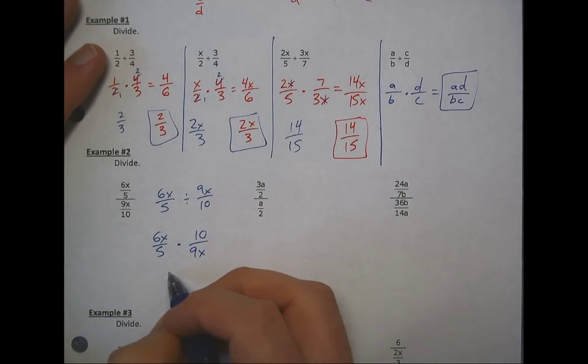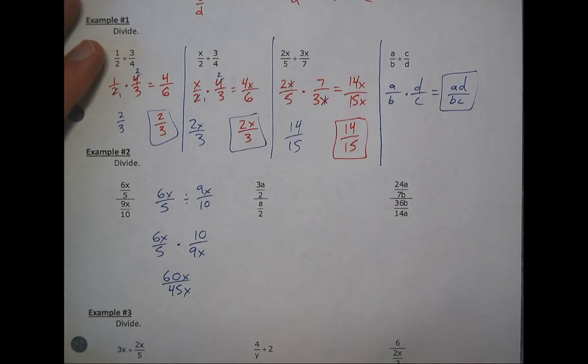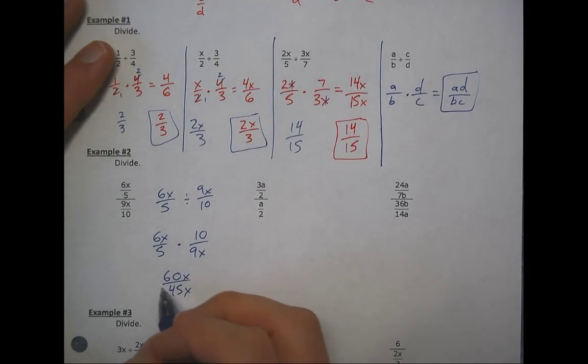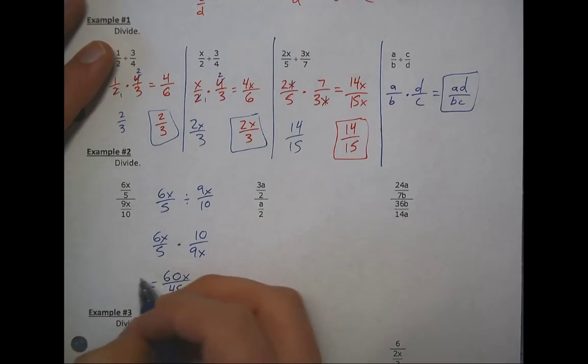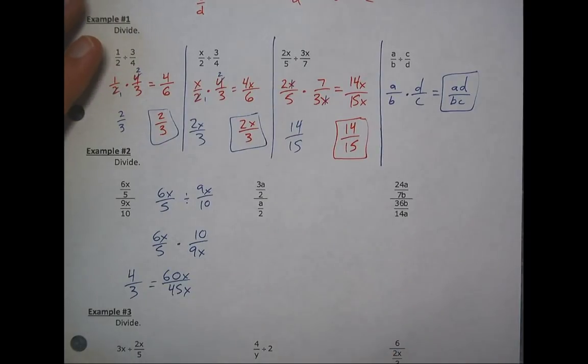Multiply straight across, you're going to get 60x over 45x. The x's will cancel, and 60 and 45, you could start dividing by 5. 15 is actually the best number, though. If you divide these by 15, you're going to get a 4 and a 3. And again, those x's cancel.